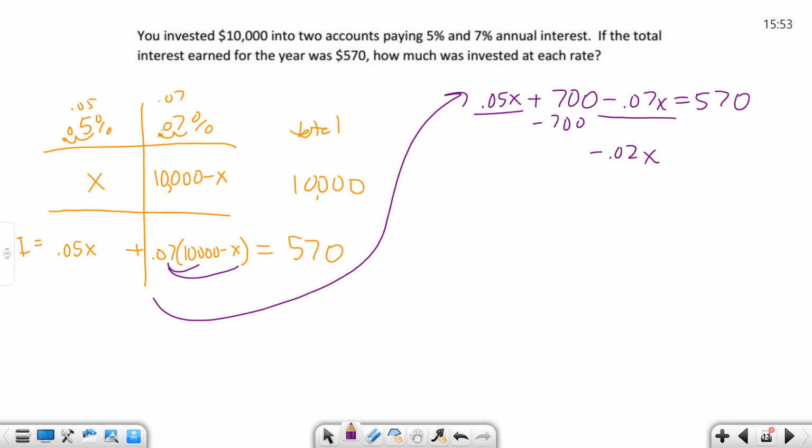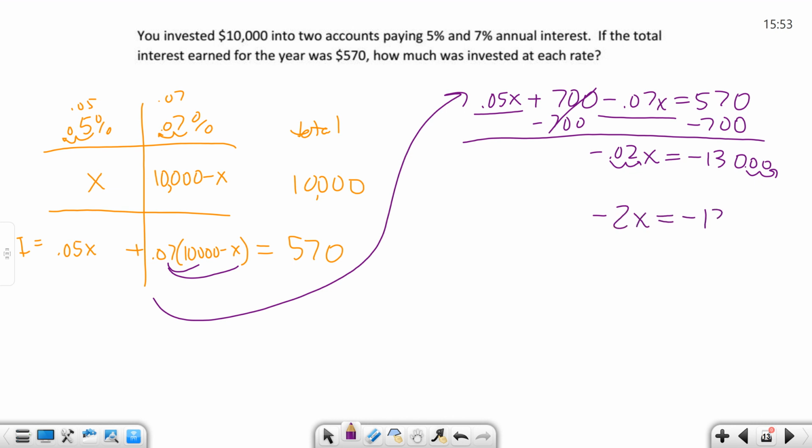I'm going to go ahead and move this over. I mean, look, there's nothing else to do with that 700. Go ahead and move it over. So 570 minus 700 is, hang on, make sure I get it clearly, a negative 130. Then we're going to divide. Oh, wait a minute. We're not going to divide yet because it's a decimal. I'm going to move it 2 places. Right here was the decimal, so I'll move it 2. So I have negative 2x equals negative 13,000. Divide by negative 2, and a negative over a negative is what? Positive, and 13,000 divided by 2 is 6,500. So my x is 6,500.